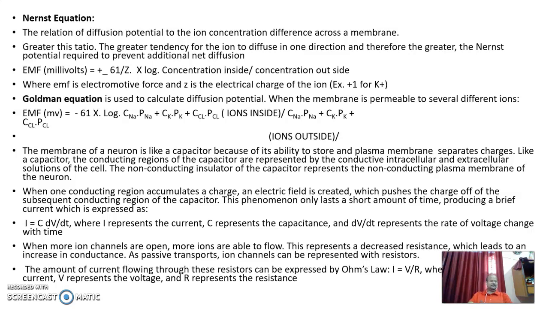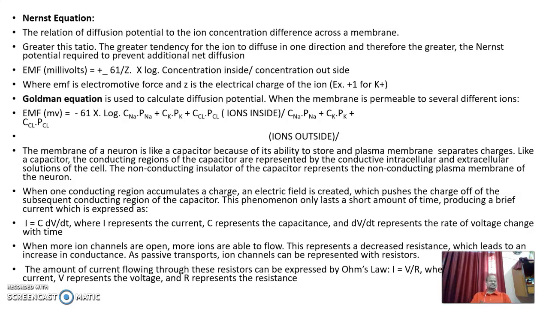On the other hand, you can understand it as a capacitor, which has an insulating membrane between the two conducting regions. The extracellular and intracellular concentrations of ions work in the same way. The conductive regions of the capacitor are represented by the intracellular and extracellular solutions in the cell, and the non-conductive material separating the two is the plasma membrane. As you know, lipids are electrically neutral molecules that our cells are made up of.